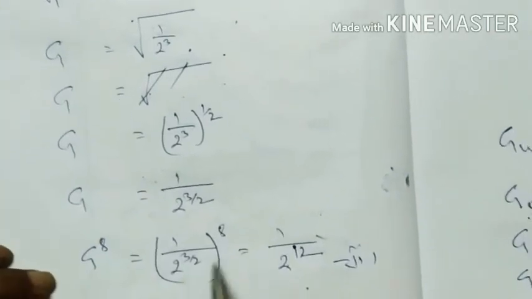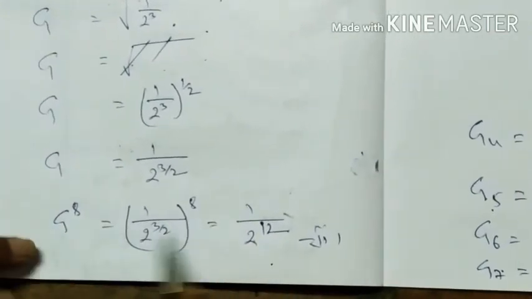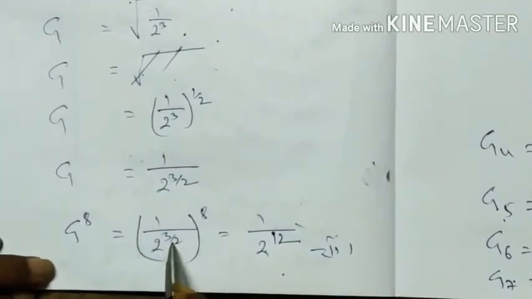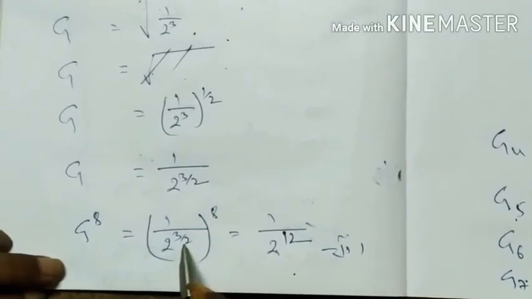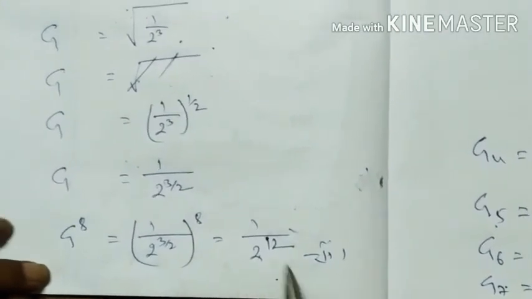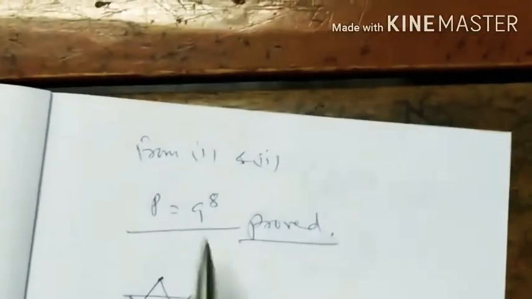So G to the power of 8, we are taking power on both sides. Here 2 and 8 cancel out, 4 3s are 12. So therefore, now from equation 1 and equation 2, we get that P is equal to G to the power of 8. Proved. Now, I'm going to question number 15.